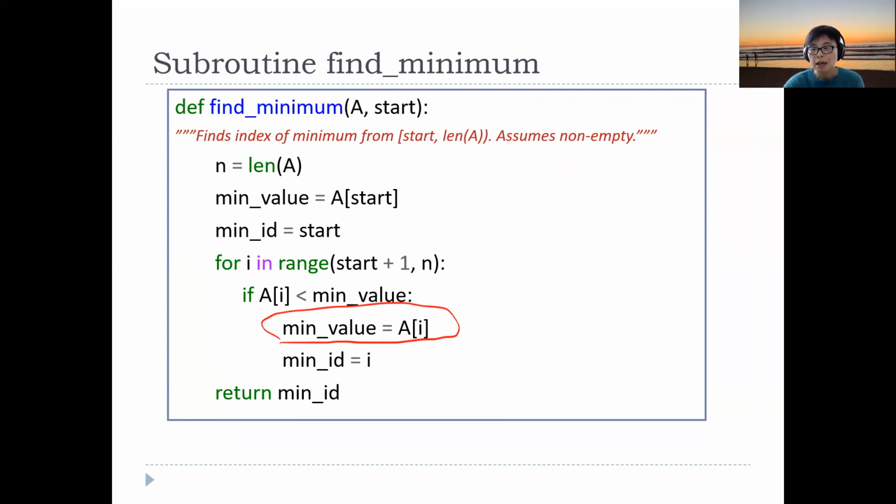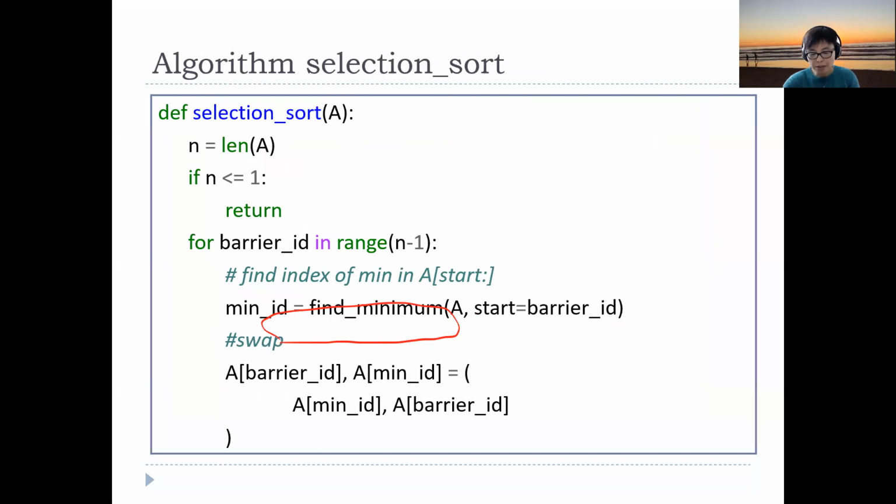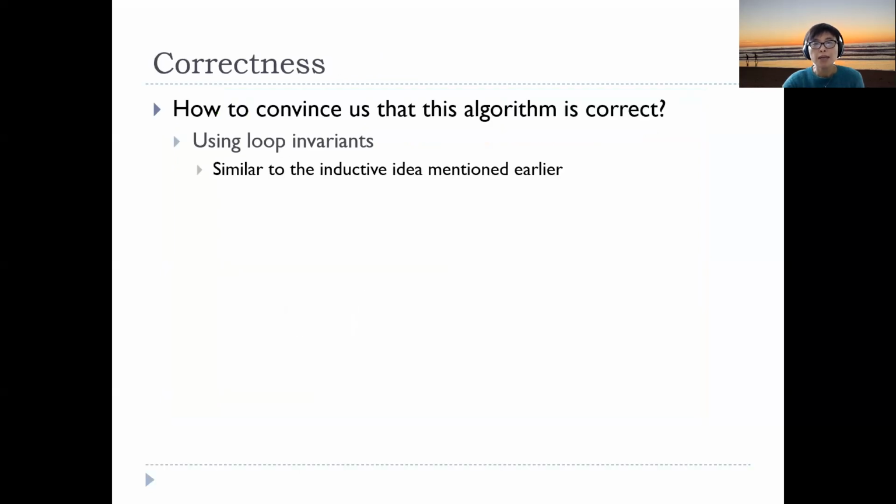Note that obviously, I didn't have to write this as a separate procedure. In the previous algorithm, instead of writing this procedure, I could write that inner for loop there to find the minimum of the remainder portion. In other words, this algorithm can be written just using a nested loop. So that's a complete algorithm. Following this selection sort, we repeatedly select the smallest element of the remainder, and then put it at the end of the sorted portion. That's it.